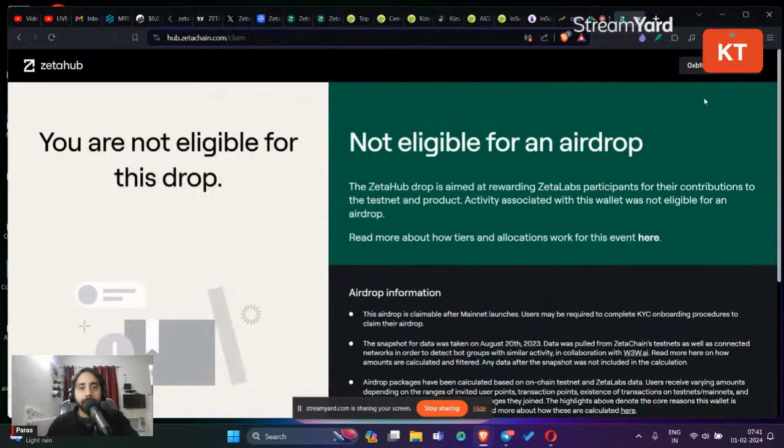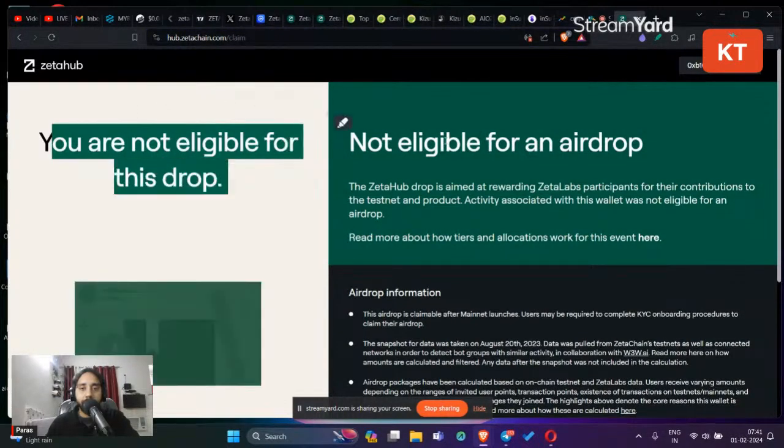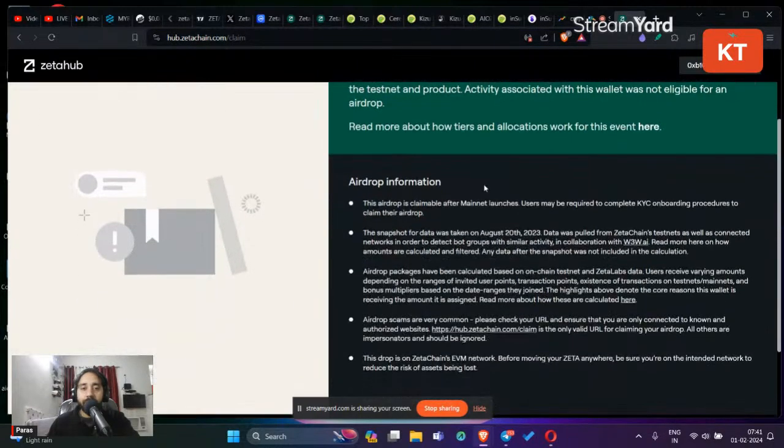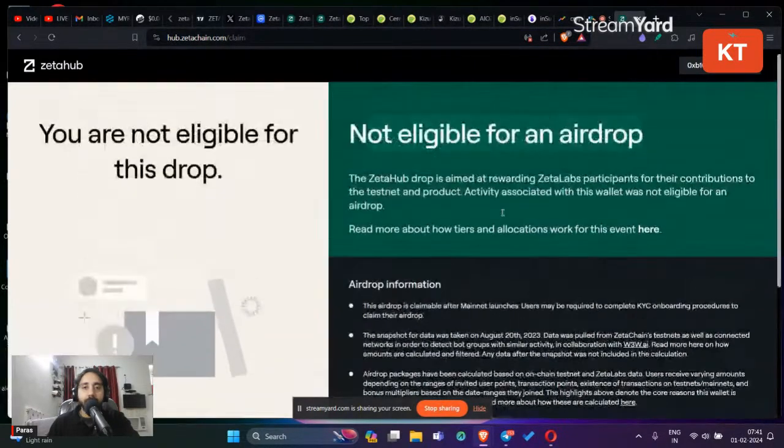You can see here I have connected my wallet and this wallet is not eligible for the airdrop. So that means use this link, use hub.zetachain.com. I have shared the link in the description. So you can use this link to check whether your wallet is eligible for the airdrop, right? So mine is not eligible for now. This is a different wallet I'm using. And similarly, you can connect your wallet and check if you're eligible for the free Zeta token. If yes, claim it right now and keep it in your wallet and you can trade it later.